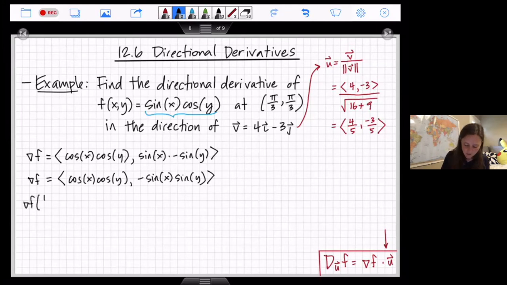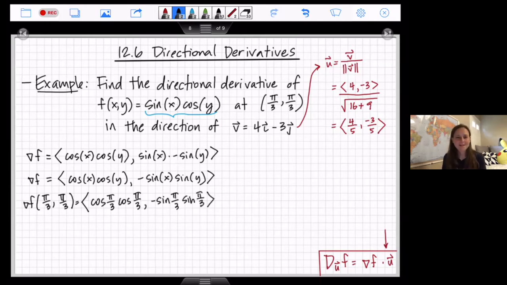So we're going to plug in pi over 3, comma, pi over 3. And I get a whole bunch of sines and cosines of pi over 3. So cosine pi over 3, cosine, they're both pi over 3. And then negative sine pi over 3, sine pi over 3. All right, unit circle time if you don't have that memorized. Cosine of pi over 3 is 1/2. So I'm going to have 1/2, times 1/2. Then I've got negative sine of pi over 3, and sine of pi over 3 is root 3 over 2.